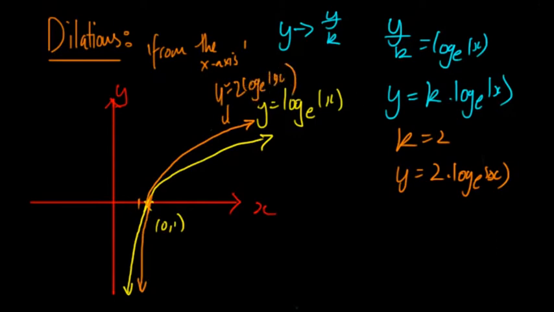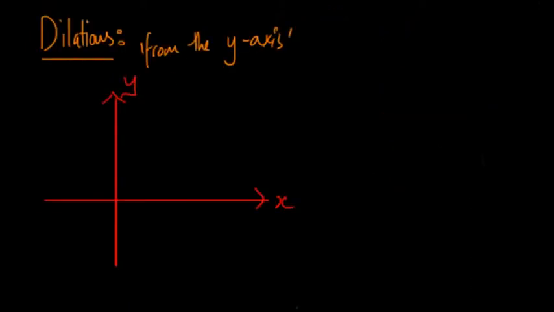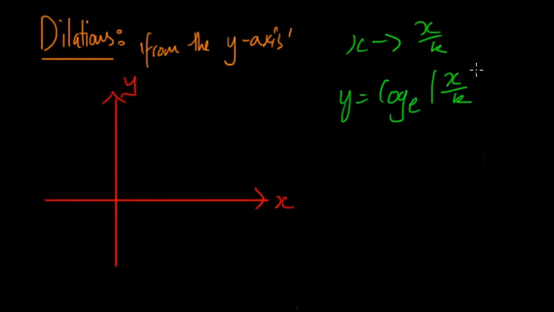And then the other way around, you can see it's going to look like this when that is y is equal to a half log e x. So then dilating from the y-axis, we have to replace x with x on k. This gives us y is equal to log e x on k.